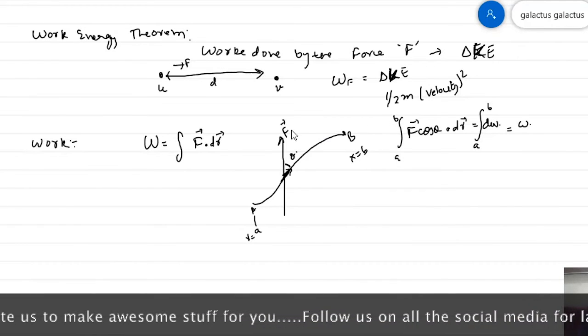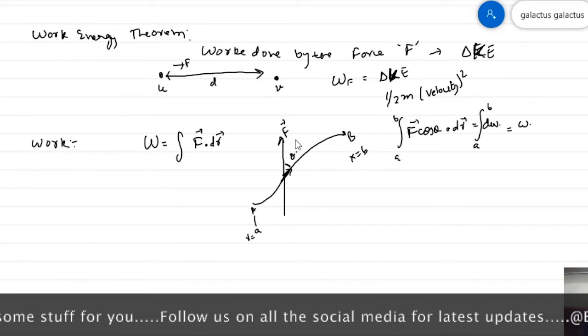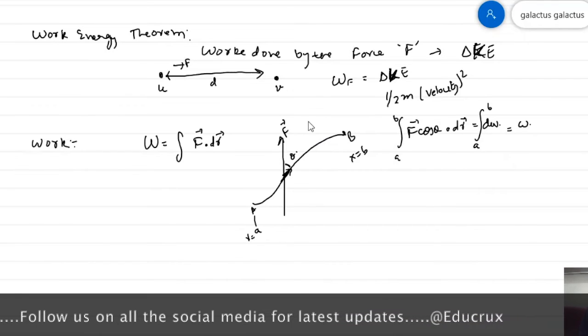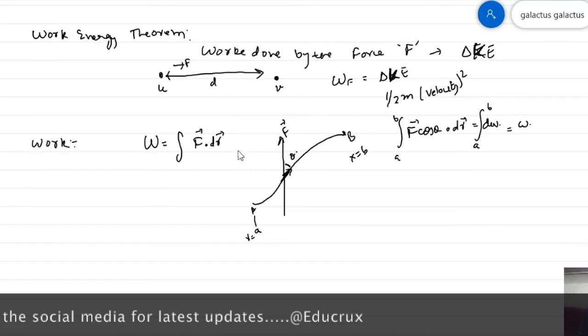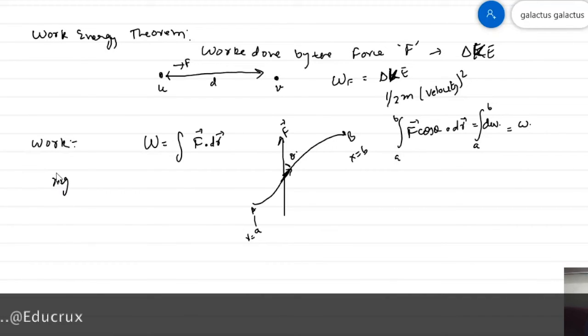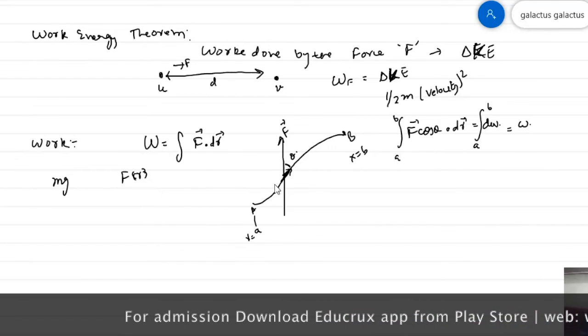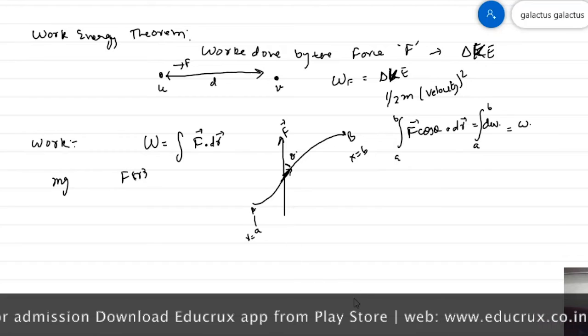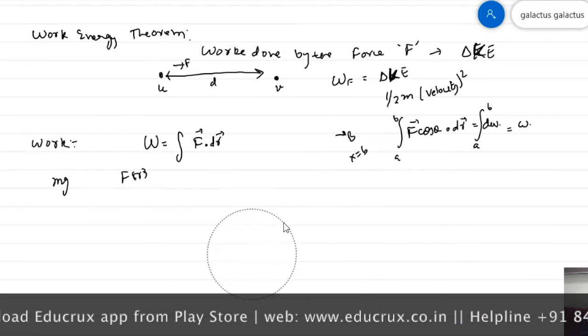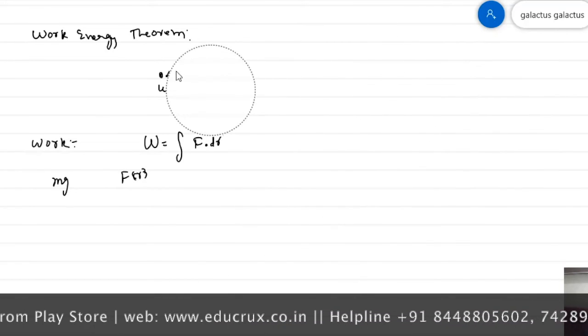And the force F can be either constant or it can depend on r. That is, the force can be a constant like gravity, like mg, the weight of the body, or it can generally depend on r, that is the position of the particle at that instant. So, let us now discuss what happens when we have a variable force.